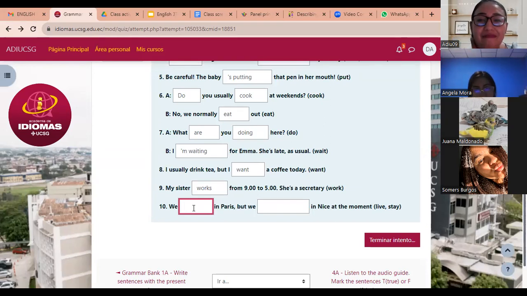Number 10, we live in Paris but we're staying in Nice at the moment. So there's a contrast, present and present continuous. We live in Paris. Usually they live in Paris, right? But where are they at the moment? We're staying in Nice at the moment. And it should be fine, right?